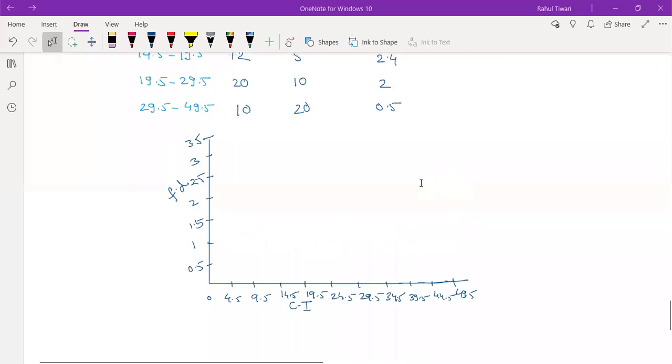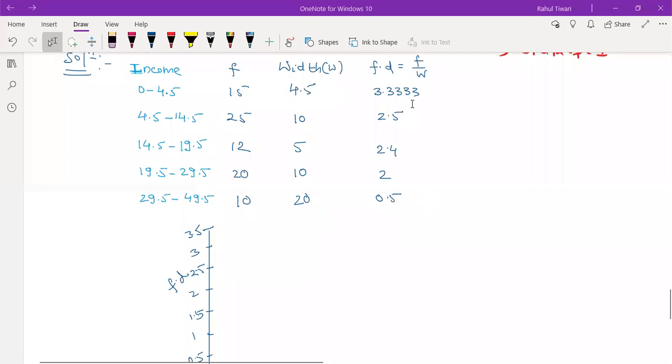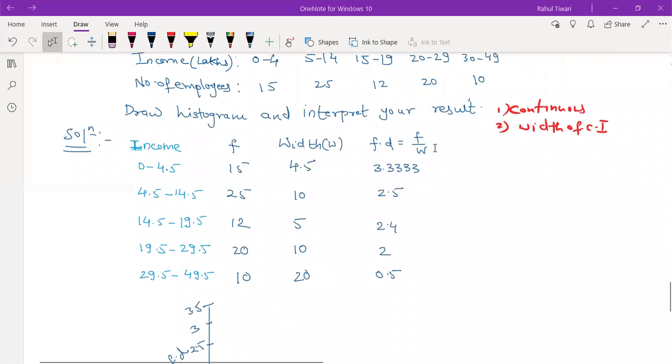So let's finish this first. Okay. So I'll again take the recap of the same example.